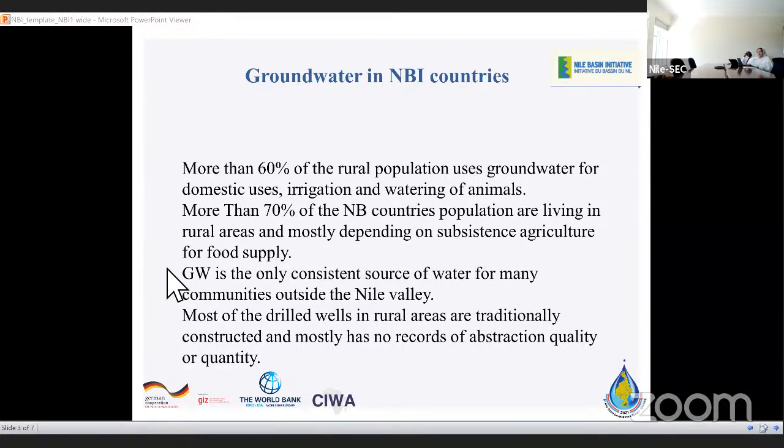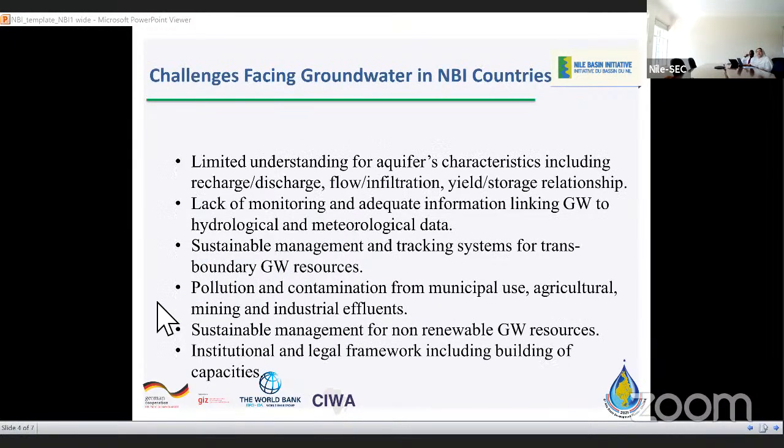There is another problem: most of the drilled wells in rural areas are of traditional origin and traditional construction, and mostly have no records of abstraction or quality or quantity. There is limited understanding of aquifers. This is when it comes to challenges. Lack of monitoring, sustainable management is a question also. There are no tracking systems, especially when it comes to transboundary groundwater, pollution, susceptibility, contamination, and then sustainable management and policies and legal framework. These are all challenges that put groundwater at risk.